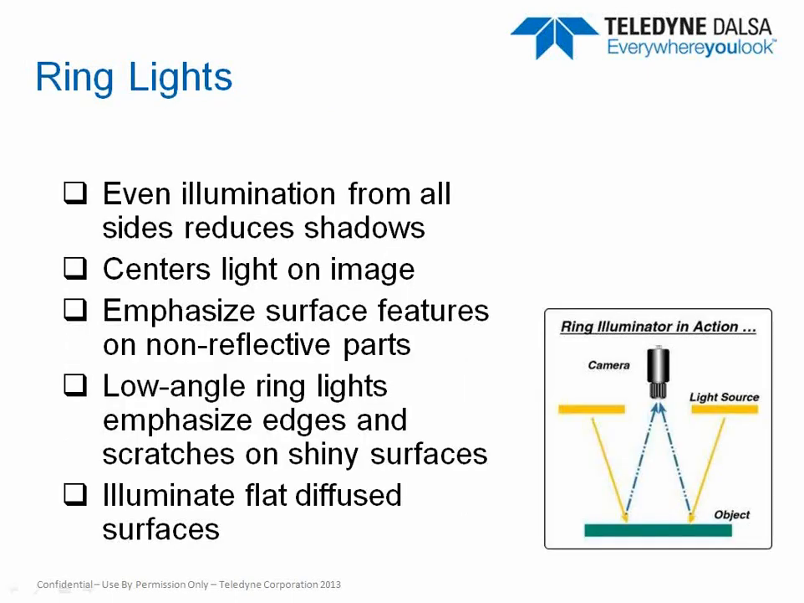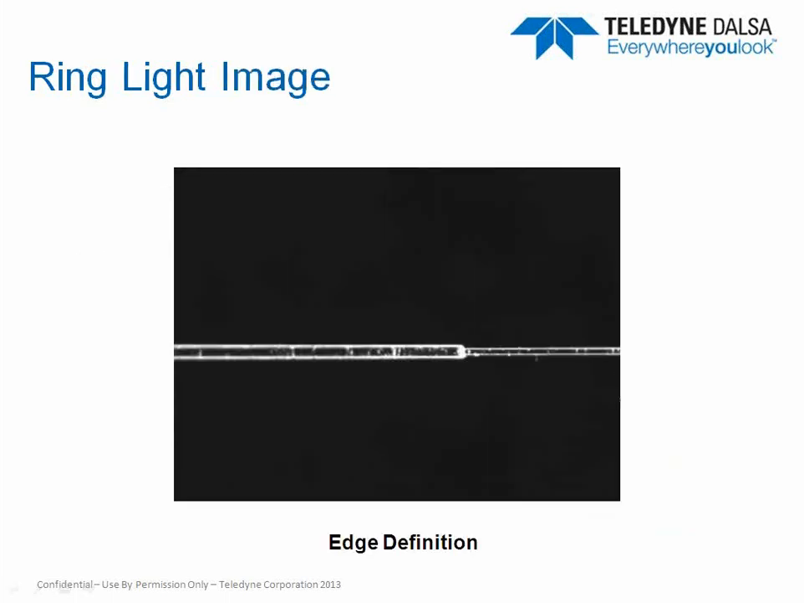Ring lights. Basically they point straight down from the camera, center of the image, the light reflects back, and based on the reflection emphasizes the surface, and low angles especially would do that. It's good for illuminating flat surfaces. So here's a good image for a ring light. It's a stent, and you're looking for the edges.